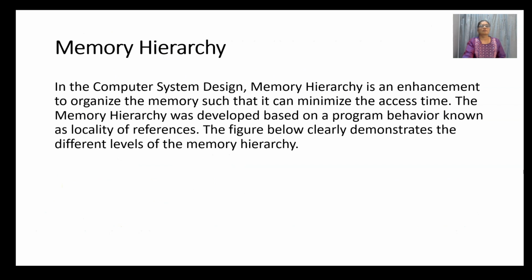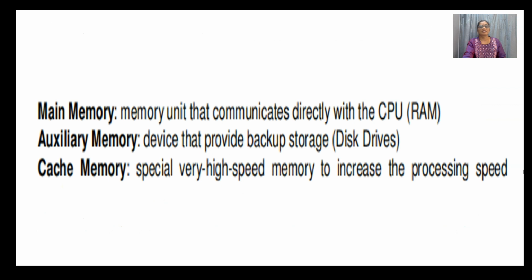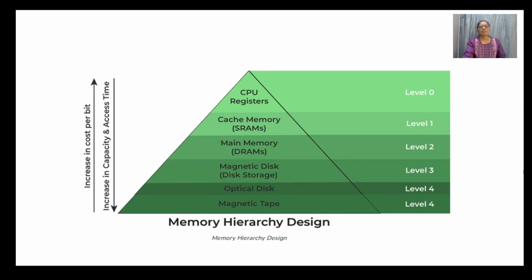And one more topic that we are going to discuss is memory hierarchy. Here, hierarchy means how the particular memory has been arranged in order. So, first of all, in this diagram, the memory is categorized into three ways: main memory, auxiliary memory, and cache memory. In this particular memory hierarchy diagram, CPU registers, cache memory, main memory, magnetic disk, optical disk, and magnetic tape are the types of memories. As the diagram indicates, the up arrow indicates the increase in cost per bit, and the down arrow represents the increase in capacity and access time.